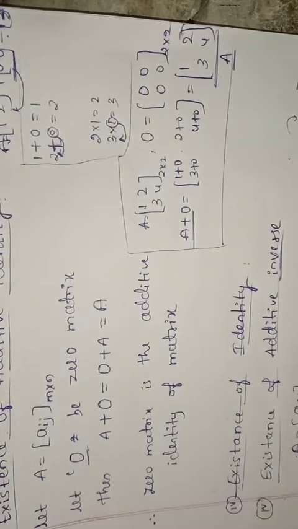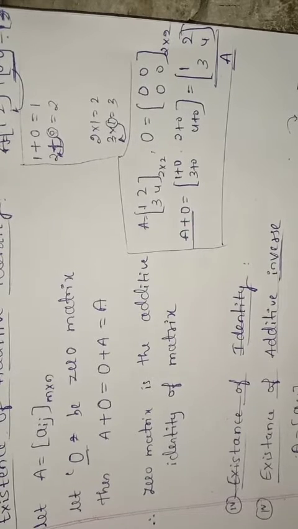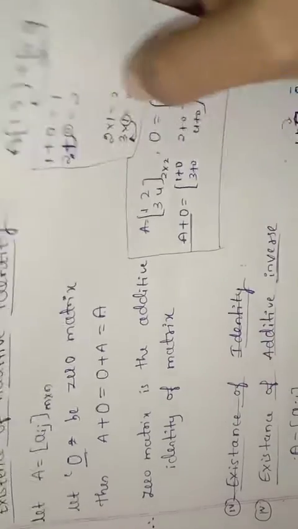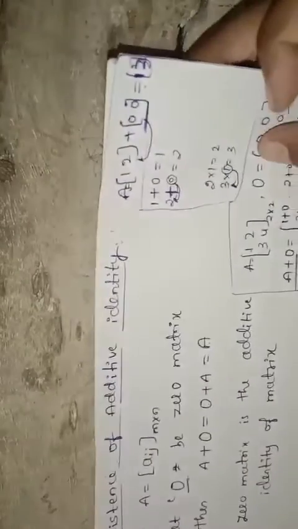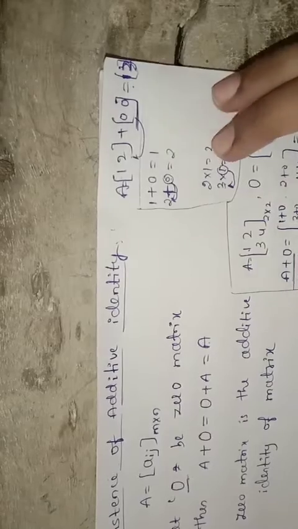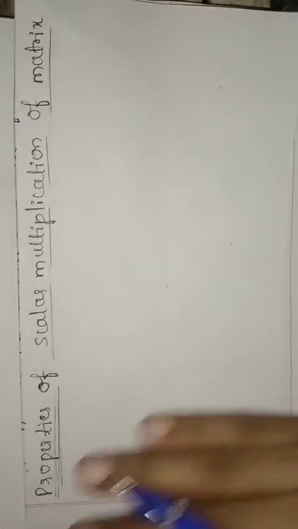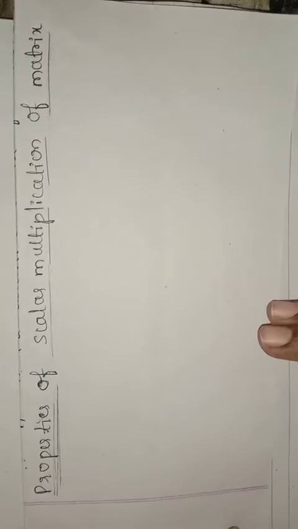So now we will study some properties of scalar multiplication of matrix. So we learned some properties of matrix addition, and similarly we will study the properties of scalar multiplication of matrix. See, some properties of scalar multiplication of matrix. So what are the properties of scalar multiplication of matrix?